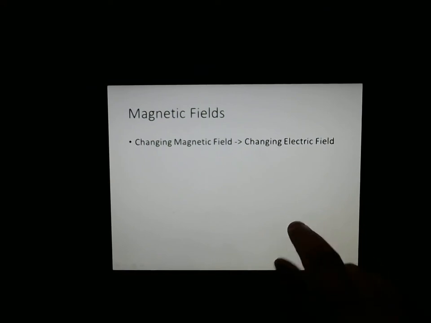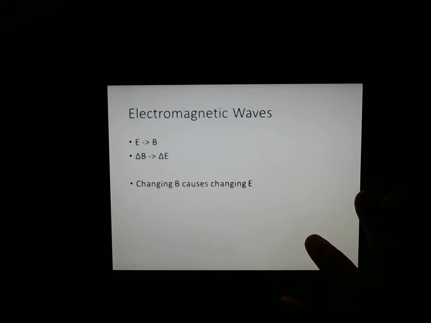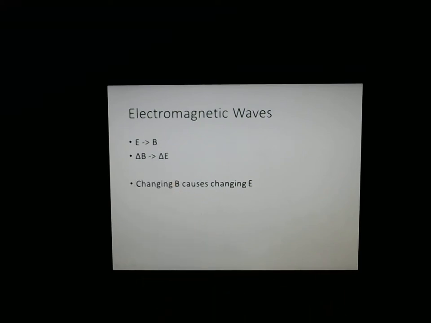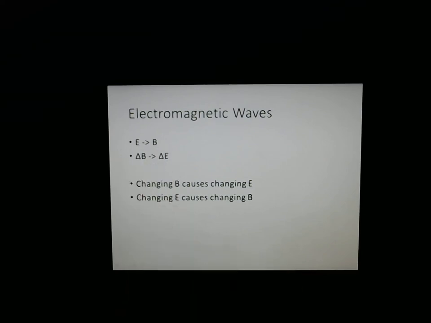As such, from these two principles, we can see that they form a self-perpetuating system. Okay, so if we change our magnetic field, we get a changing electric field. There's our second principle. But a changing electric field causes a changing magnetic field. There's our first principle. But a changing magnetic field causes a changing electric field. And you can see this going on and on and on. It goes on for infinity.